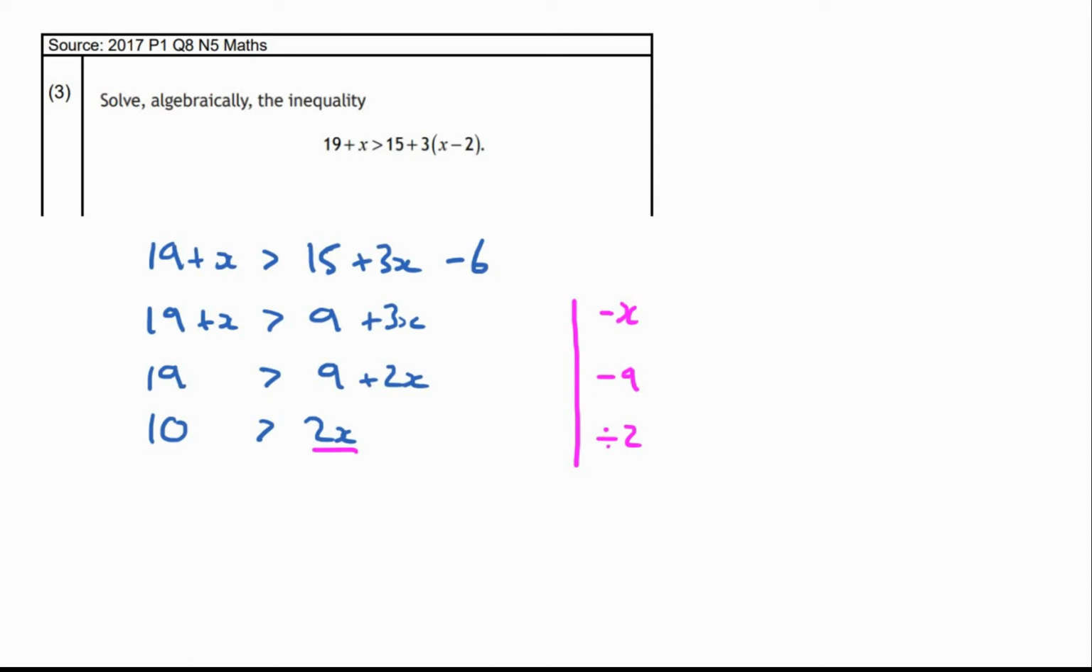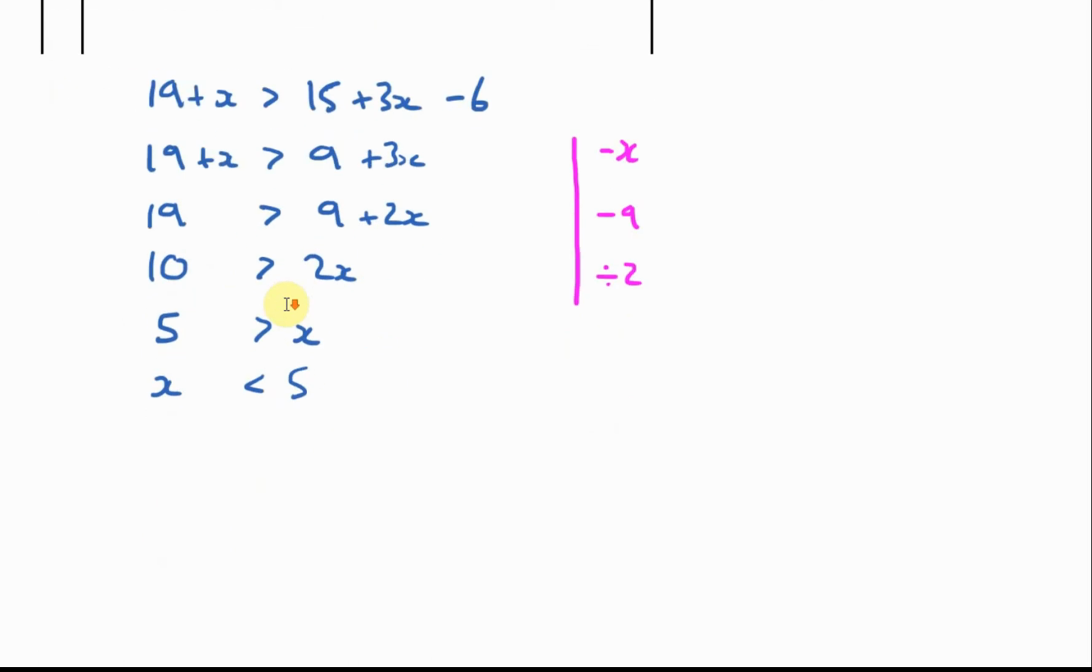So that's why I just put the method line here, and then I write divide by 2, and then I know it's going to become 5 is greater than x. Okay, let's flip it round: x is less than 5. 5 is greater than x, therefore x will be less than 5. Nothing difficult at all.